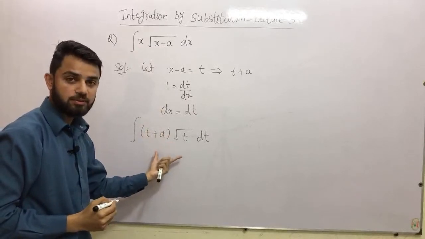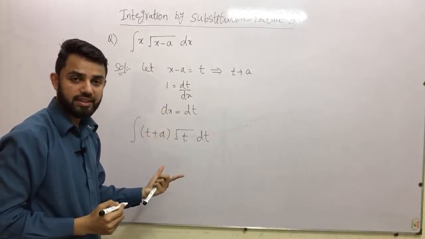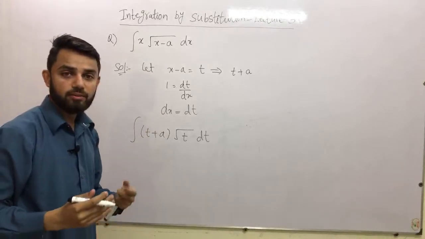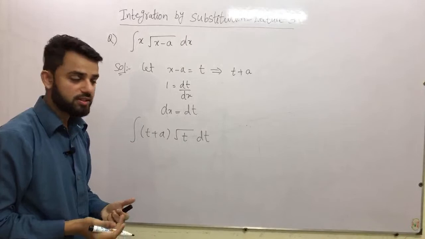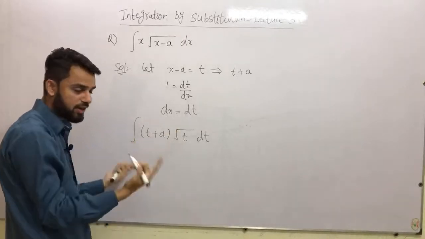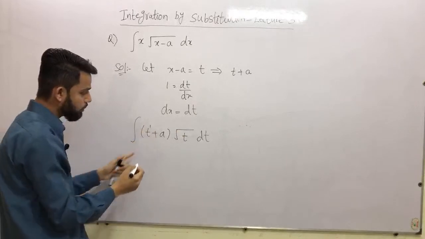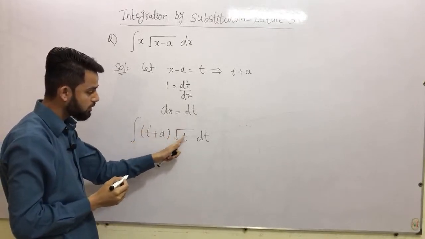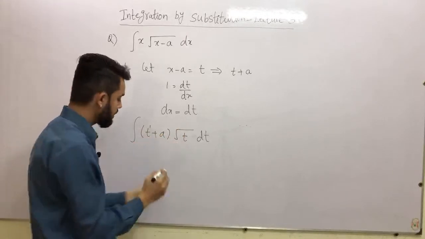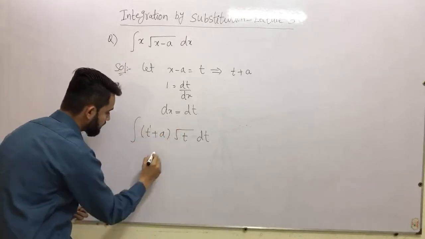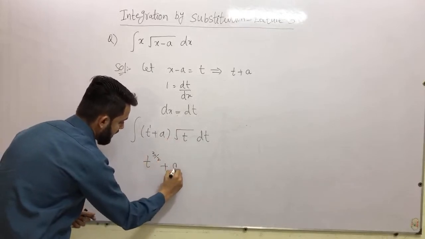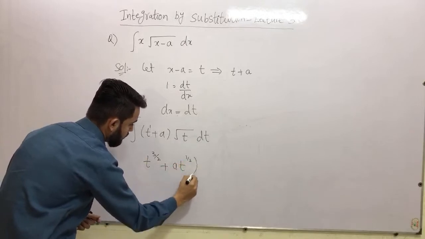Now it seems easier for you to understand, and that makes sense, and it seems we are successful with this substitution that we have taken over here. Now you can multiply this square root t to this bracket, which is very easy. We know that t over here has power 1 and this t has power 1 over 2. Once this t is multiplying with that square root t, it's going to become t to the power 1 plus 1 over 2, which will be 3 over 2, plus a into t to the power 1 over 2 dt.